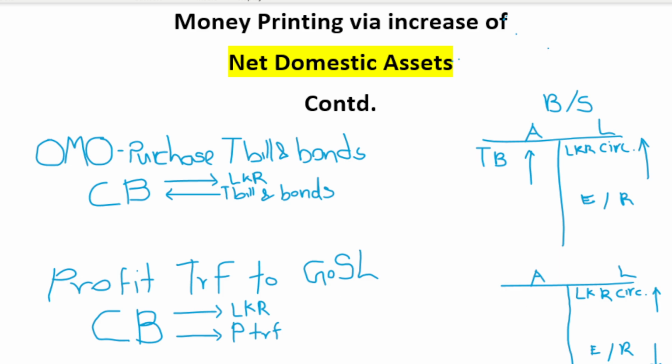With that, we will be concluding the session, and finally we can say that if there is an excess liquidity, central bank can absorb such excess liquidity by selling government securities from its holding in order to stabilize monetary expansion in the economy.